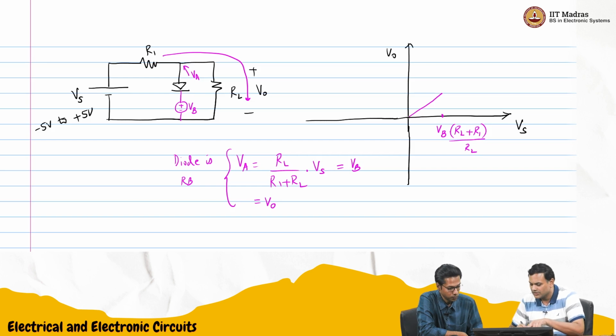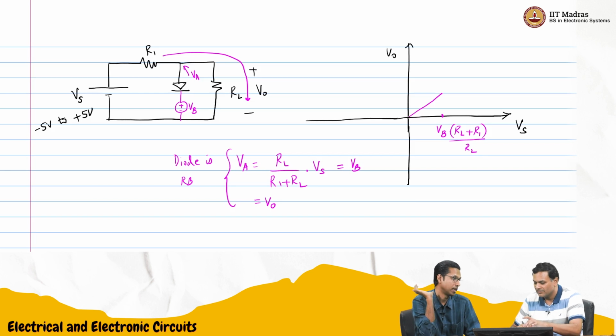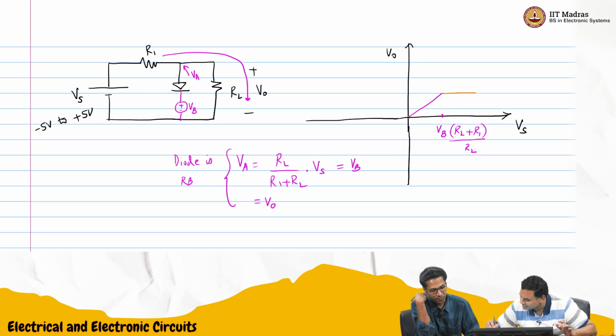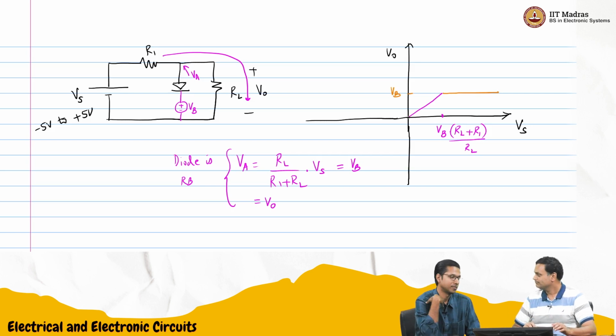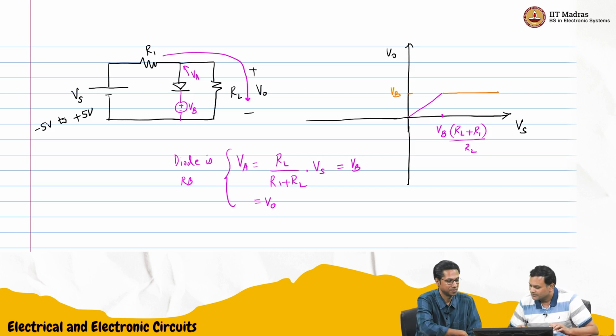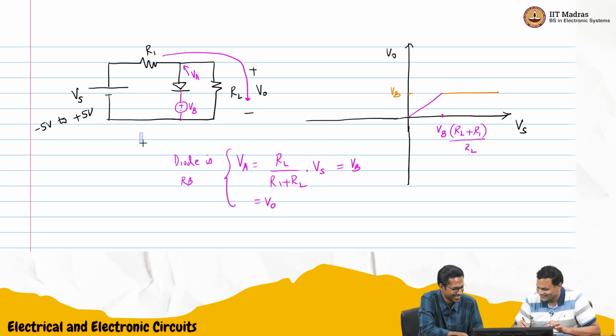Once the diode turns on, that voltage is fixed to VB, which means the output voltage will be stuck at VB. So this portion will just be stuck at VB. What happens when it goes negative? We have to see.